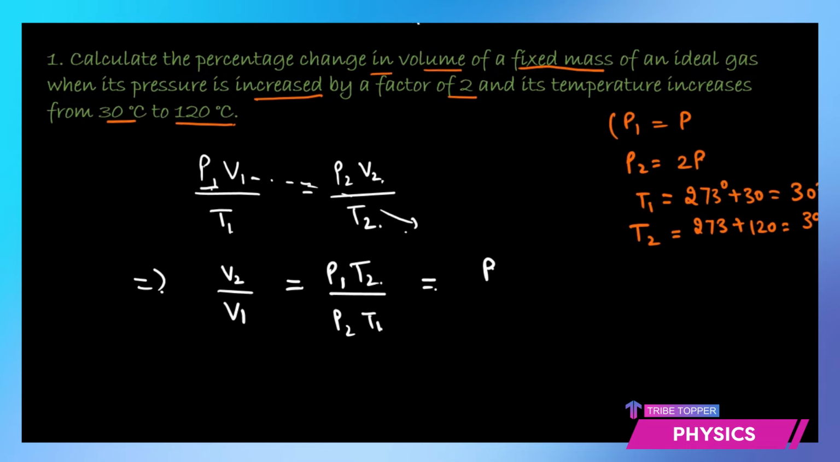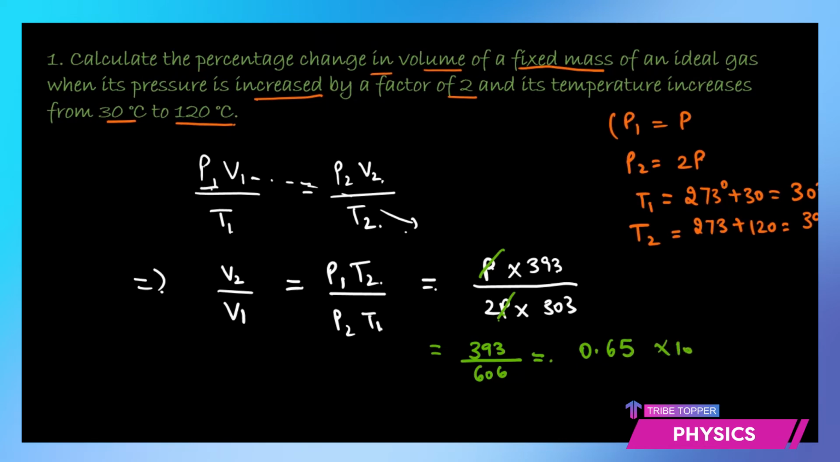So these are the temperatures and the pressures. We are just going to plug in these values. P1 is P only, so P times T2, which is 393, upon 2P times T1, which is 303 Kelvin. Now this will just cancel out P and P. So you have to find out 393 over 2 times 303, which is 606. Solving this you get 0.65, or if you multiply it by 100, because we have to calculate the percentage change, we'll say there is a 65% change in the volume.